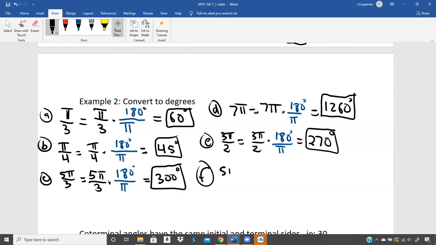5 pi over 18. Last one. We take our 5 pi over 18. We multiply by 180 degrees over pi. 18 will go into 180 10 times. 10 times 5 is 50. The pi's cancel. So that would be 50 degrees.